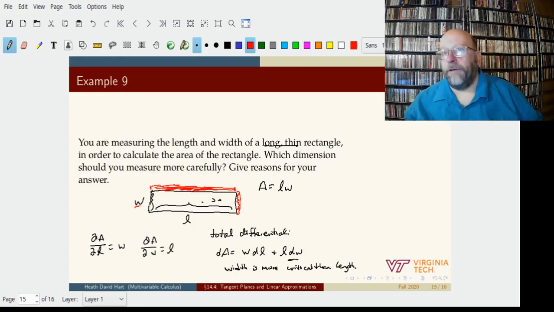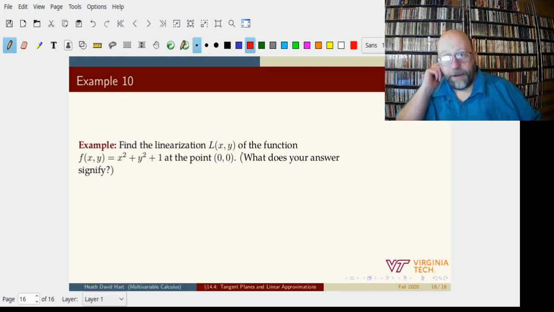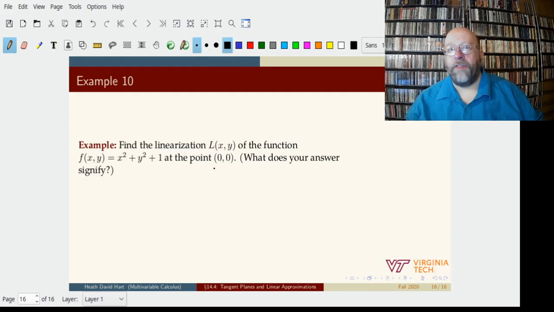All right. So then let's do the last example that's on the handout. Number 10. Find a linearization for this function at the point 0, 0.